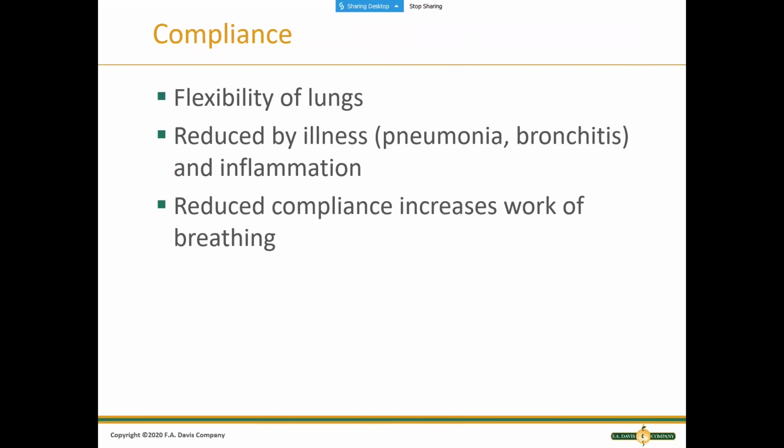Compliance is just a word that means how flexible are the lungs. The older that you get, the less compliant your lungs are. And it's also reduced by illness like pneumonia.